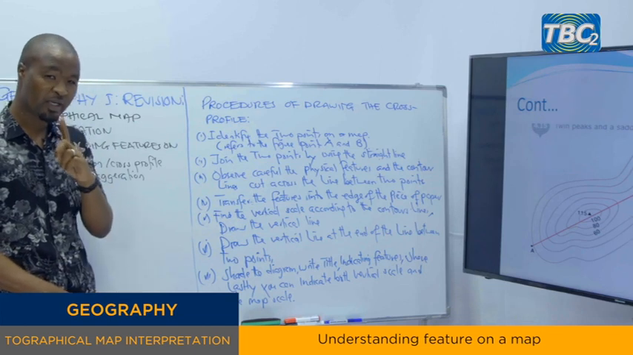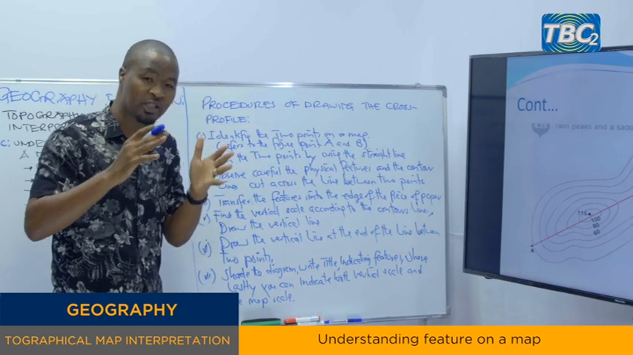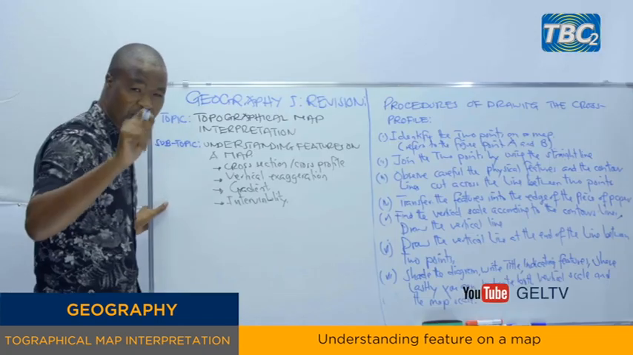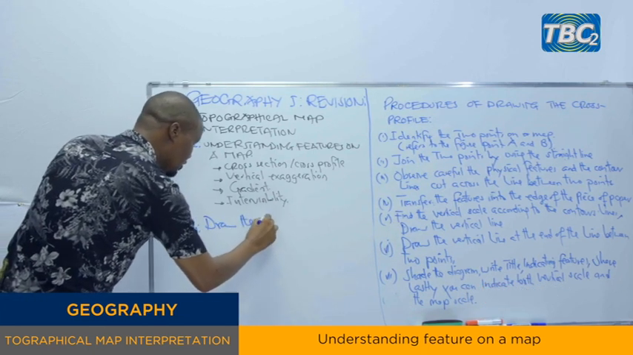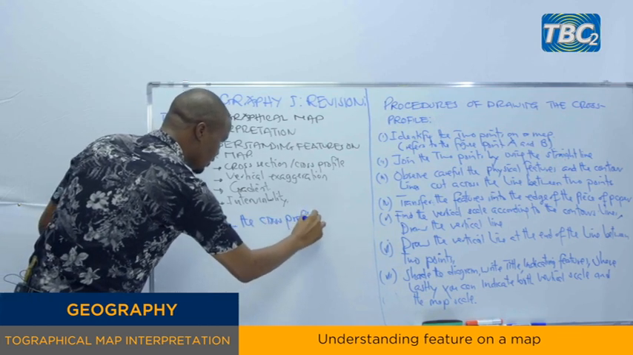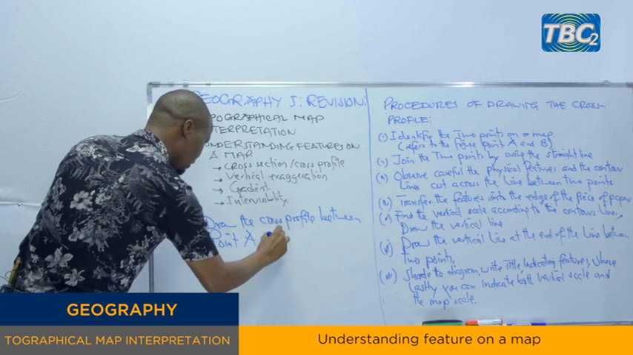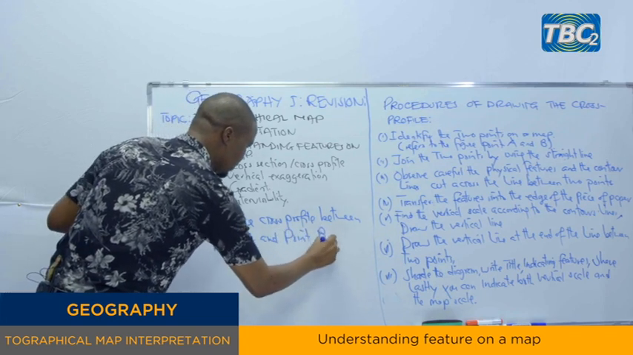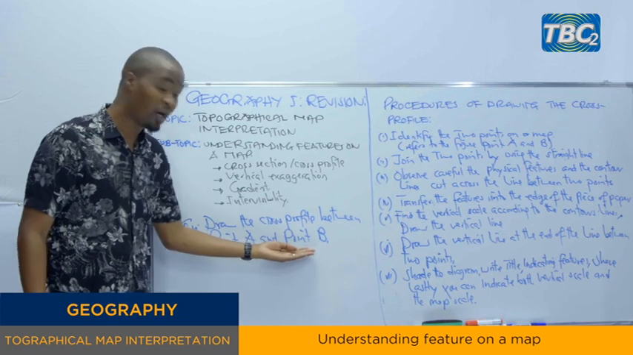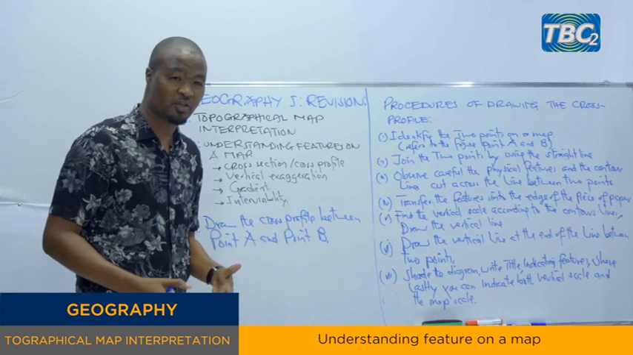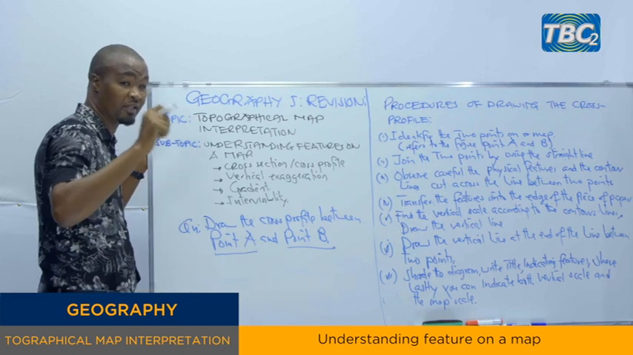It means the first procedure is to identify the two points asked, because the question normally asks: draw the cross-section between point A and point B. The question is asked this way: draw the cross-profile between point A and point B. It means we have point A and we have point B. So the key need right here is how you are going to identify point A and point B on a map, because first you have to identify the two points on a map.